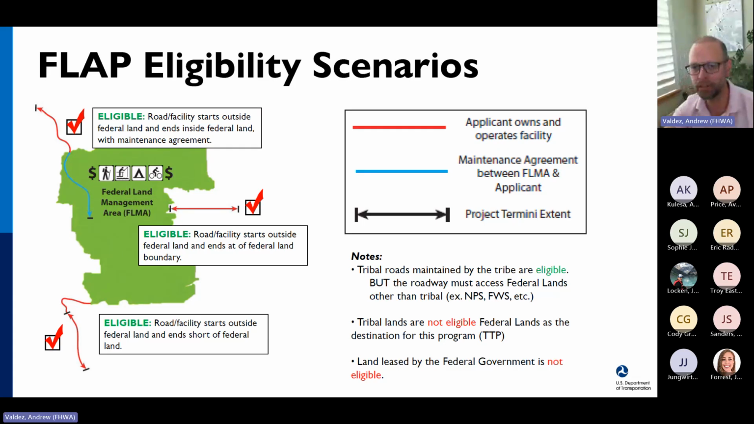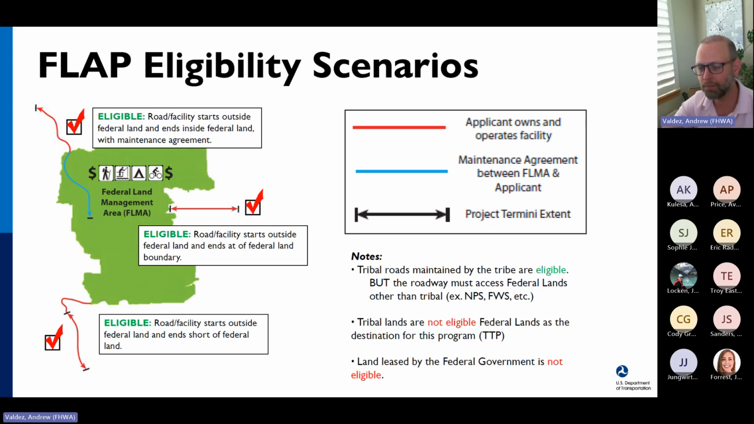The second one down there is kind of the most straightforward scenario. You have a road or facility that starts outside the federal land and ends at the federal land boundary. That's the most straightforward scenario that we see. Or you can have a road or facility that starts outside and ends short of the federal land boundary, but it does eventually lead to the unit on the network. We typically wouldn't want to see anything further than like 10 miles away from the federal land boundary, but if it leads to the federal land boundary and provides access, that would be eligible.